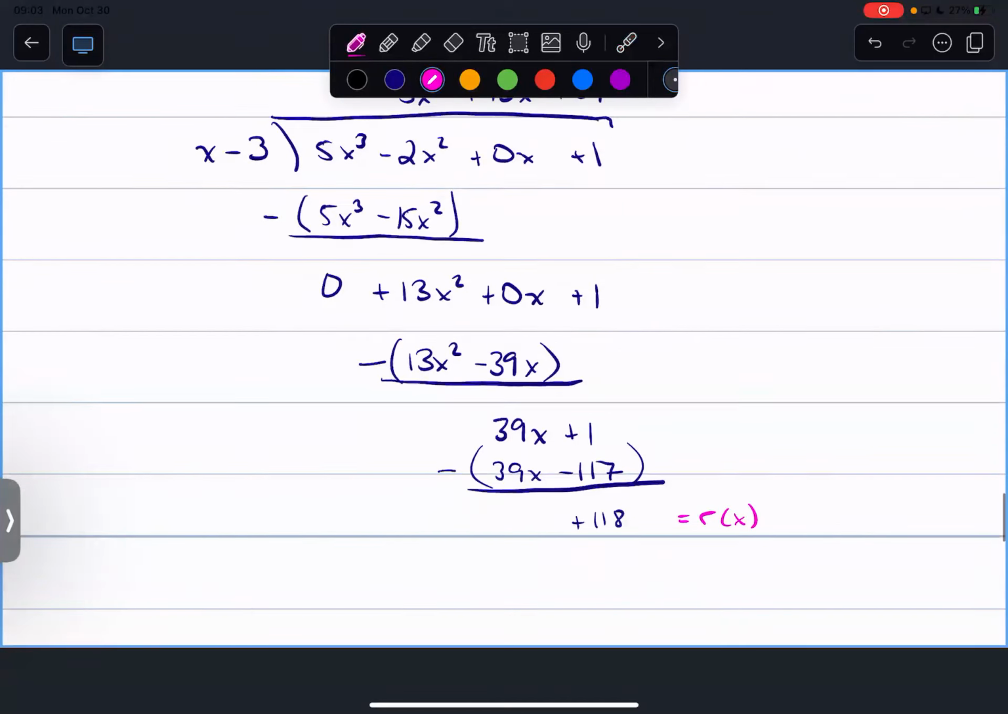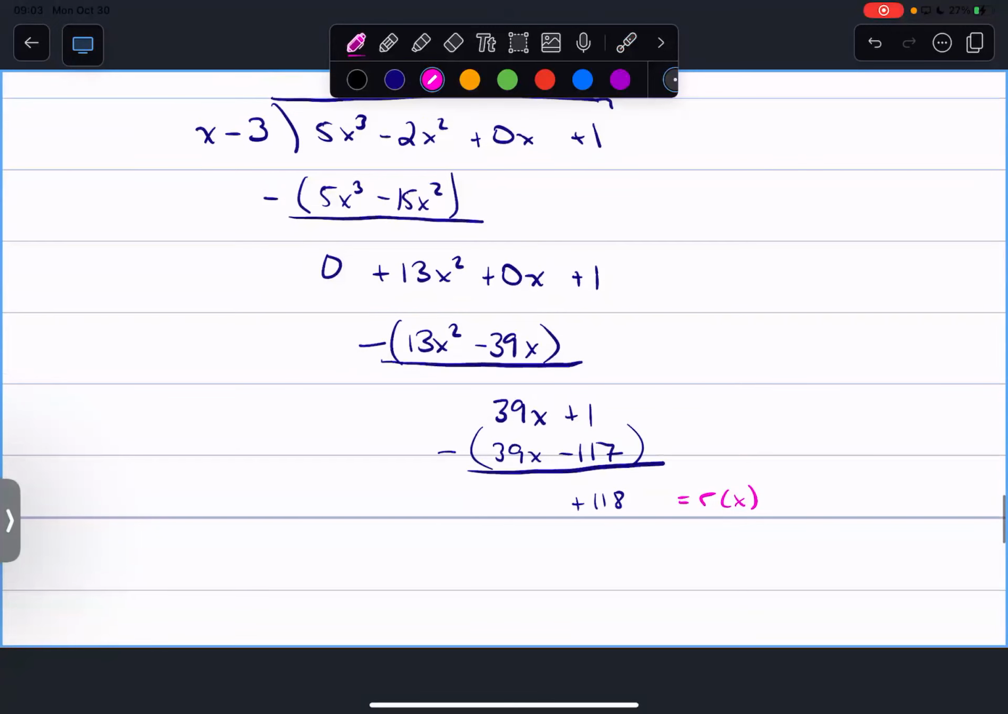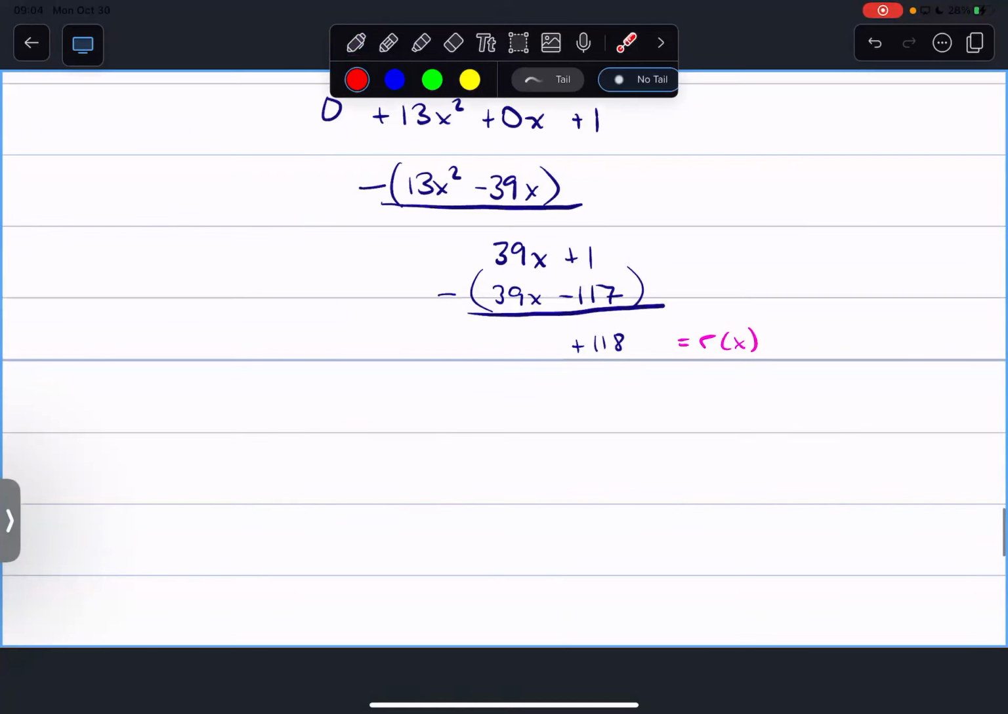Okay. All right. By the remainder theorem, what should we get if I plug in x equals 3, right? x equals c. x equals 3 in here. I should get 118 if I did it right. So here's hoping.